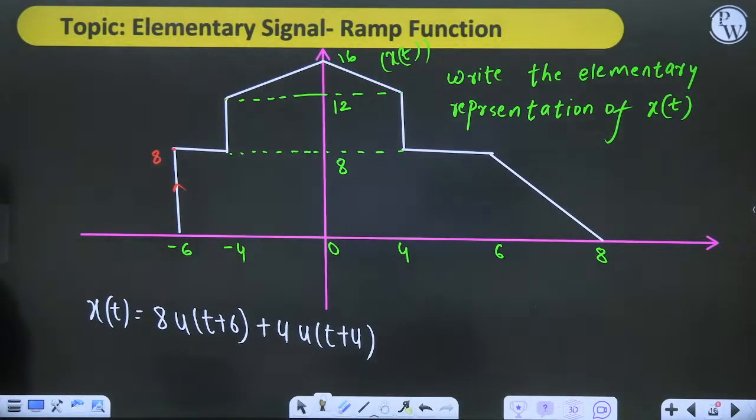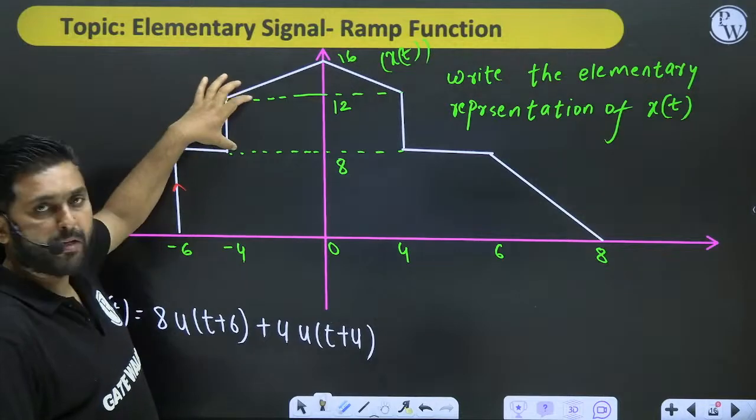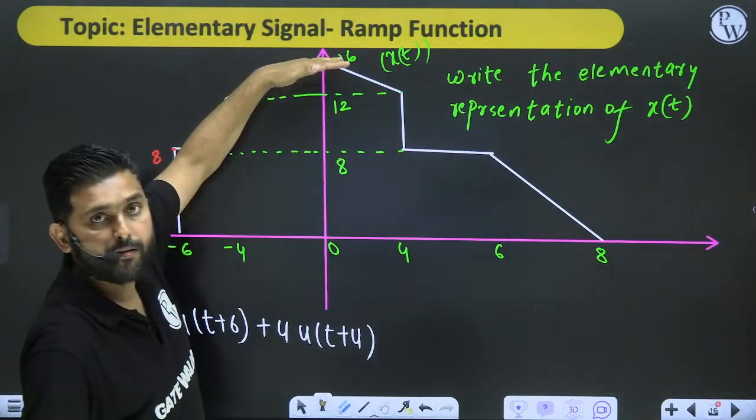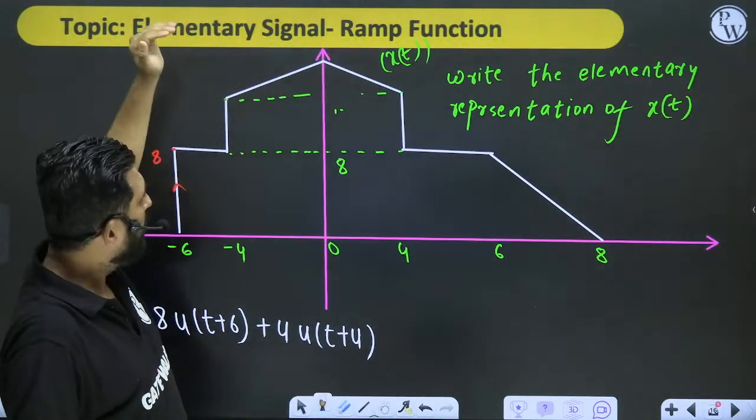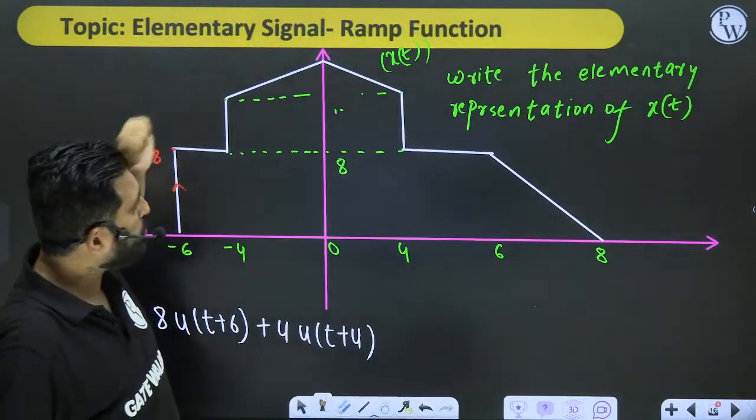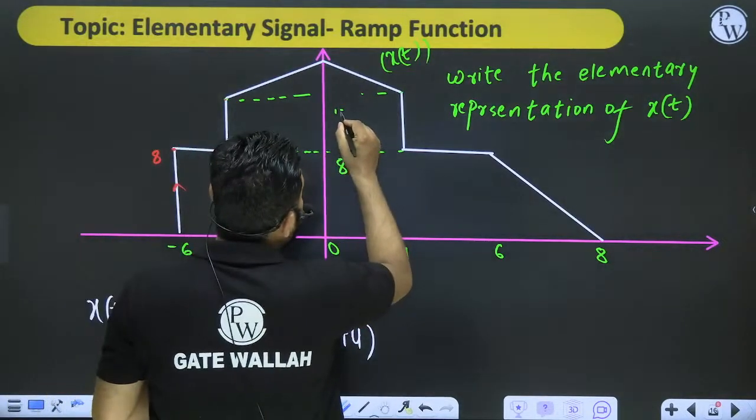Plus 4 u of t plus 4. At minus 4 you have added the plus 4. Now here is a slope. Here is a slope we have. Let's find out the slope of this line. First, see here, this is 12.